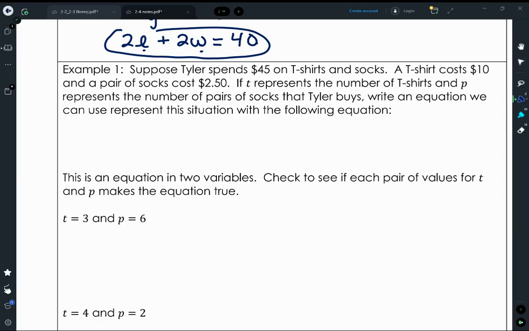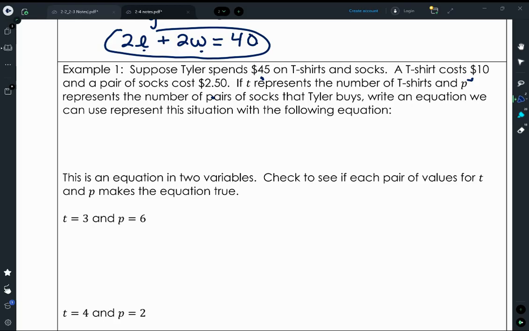So we imagine Tyler can only spend $45, right? But we don't know how many t-shirts he's buying and we don't know how many socks he's buying. But he's buying some of both. Probably whatever he wants, right? Maybe he buys 3 of one and then spends the rest of the money on socks. We're really not quite sure. So let's think about how we need to write an equation, and it needs to be for our total cost.